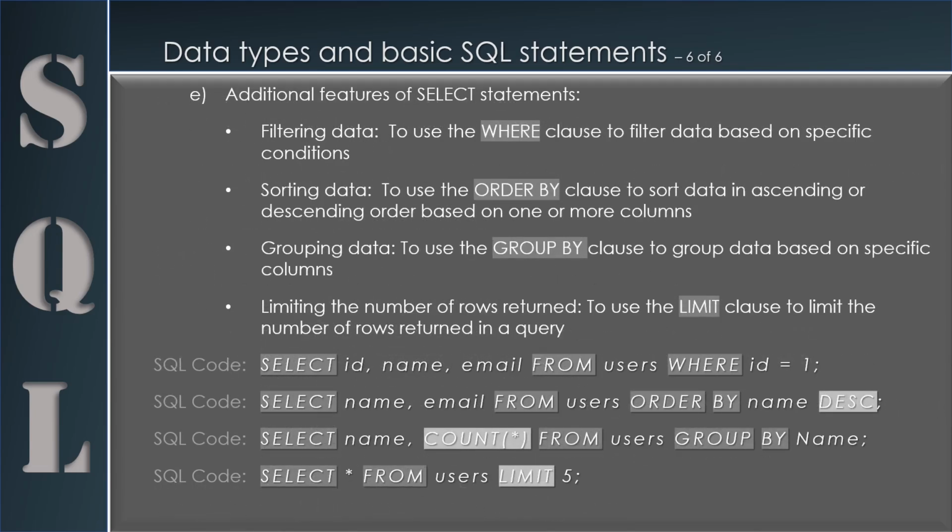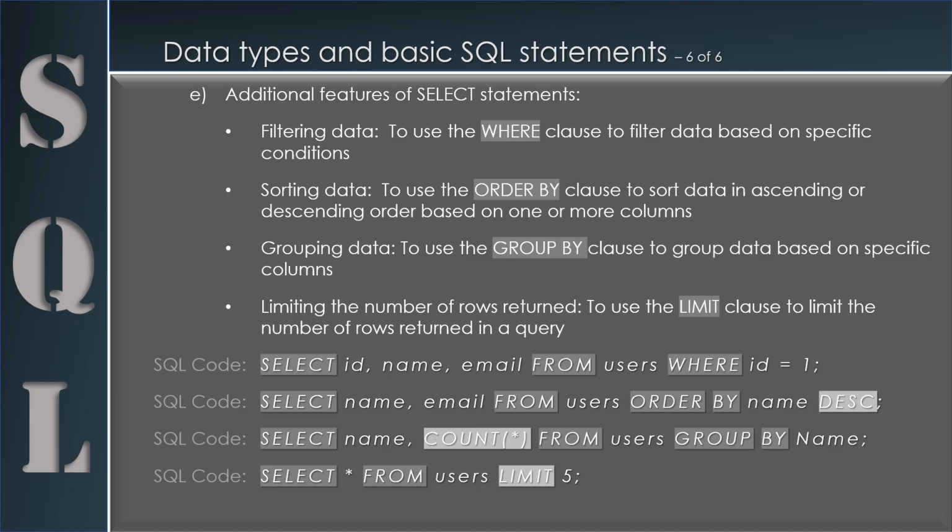Okay, so now in this last section of data types and basic SQL statements, we're going to learn about additional features of SQL statements, which are filtering data. So you use the where clause to filter data based on specific conditions, or if you need to sort data, you use the order by clause to sort data in ascending or descending order based on one or more columns.